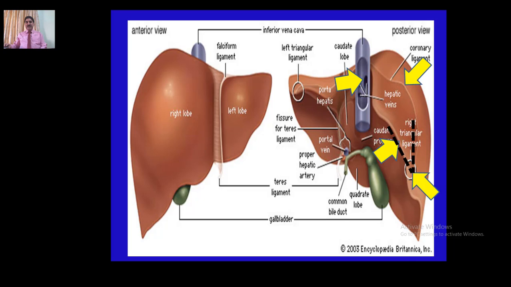So the boundaries of extraperitoneal area are: anteriorly there is bare area of the liver, posteriorly it is bounded by the undersurface of the diaphragm, on the right side it is bounded by right triangular ligament, superiorly it is bounded by anterior layer of the coronary ligament, inferiorly it is bounded by inferior layer of the coronary ligament, and on the left side it is bounded by groove for inferior vena cava.